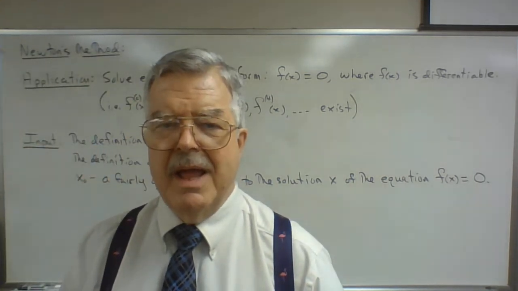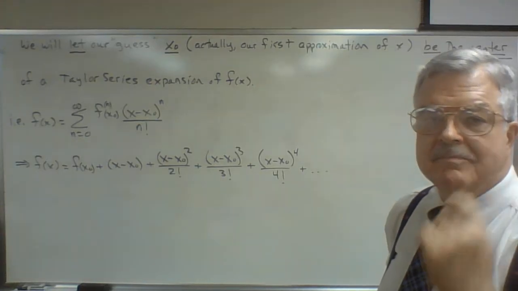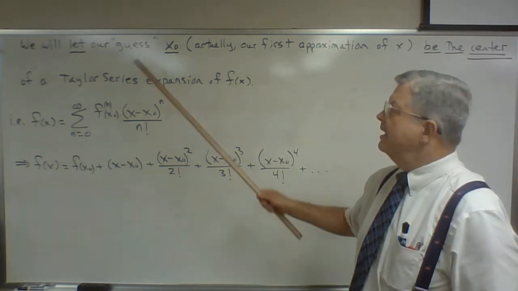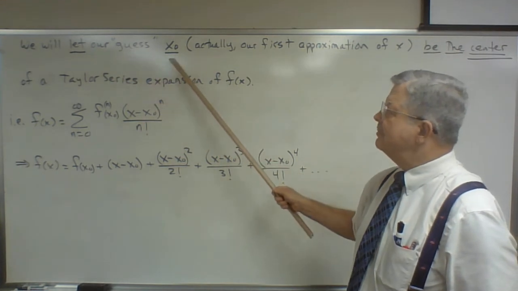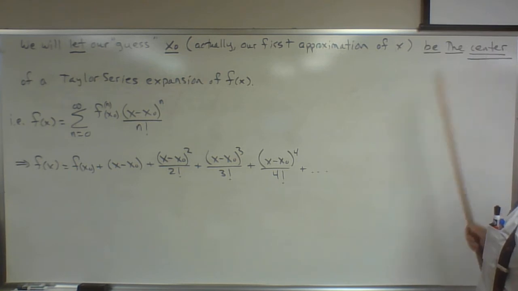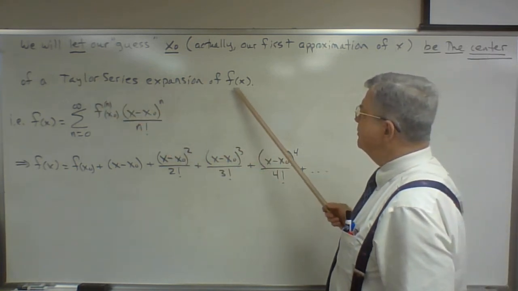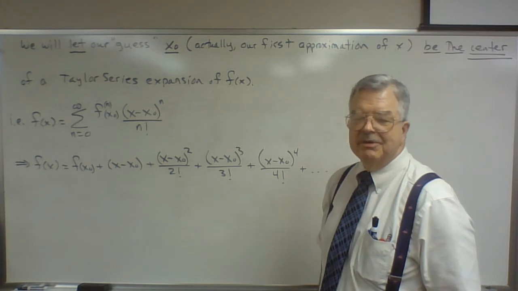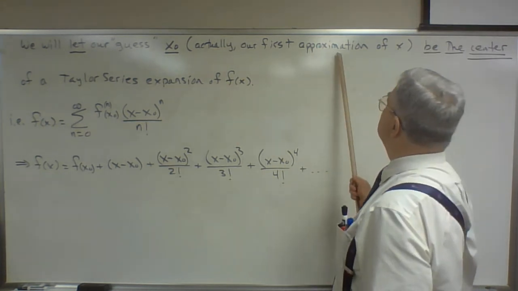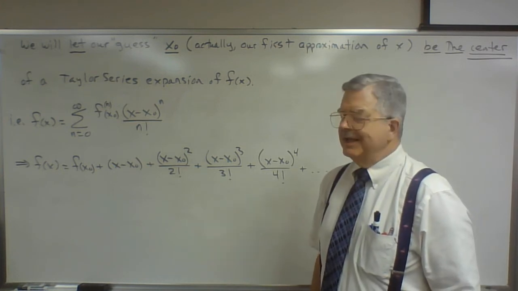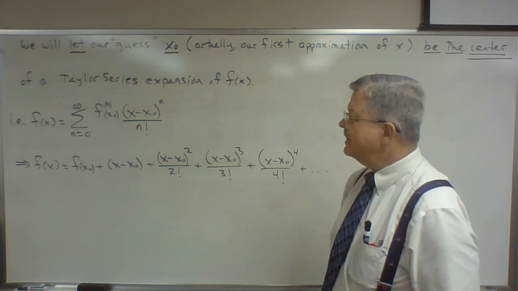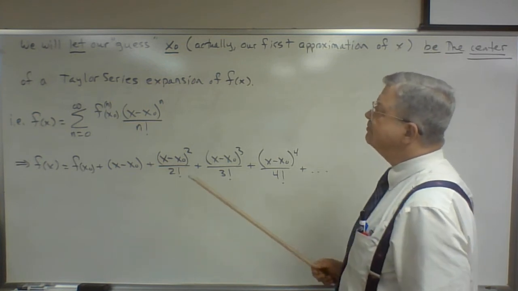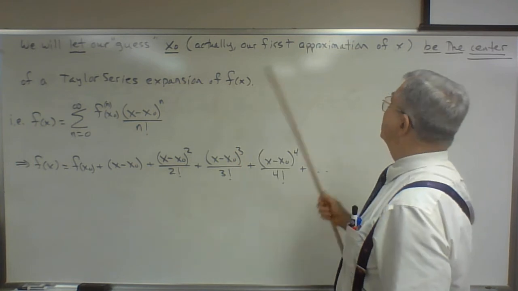Now let's talk about how it works. We're back. Here's how we proceed. We let our initial guess, x of naught, be the center of a Taylor series expansion of f of x. Our guess, x of naught, as to our solution x, is actually our first approximation of x. And if we're going to guess, we're going to try to guess close. So x of naught is our first guess as to the value of the solution x.